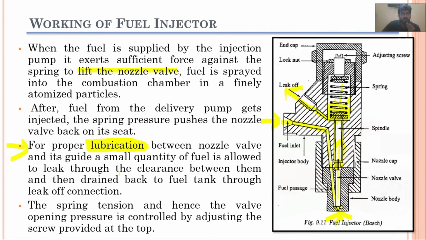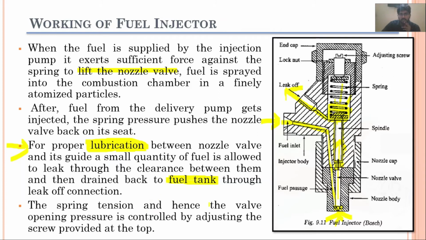Here you can see that a small quantity of fuel is allowed to leak through the clearance between them and then drained back to the fuel tank. Then it will go back to the fuel tank through the leak off connection, and then we can use that fuel again for combustion as well.